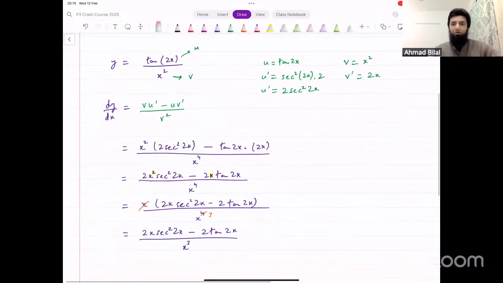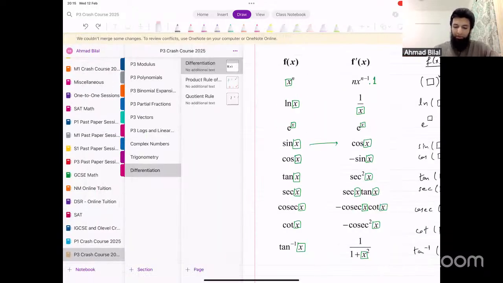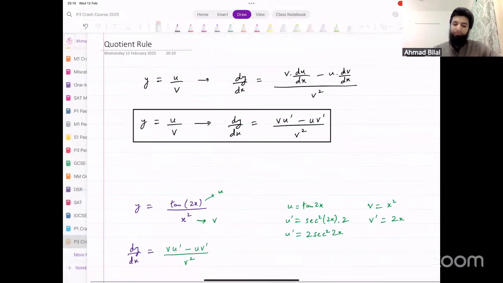All right, so what we've done is how to differentiate all of these different types of functions using these rules. Just remember, in the formula sheet rule, you just have to multiply with the derivative of whatever comes in place of x as well. And then we did the product rule of differentiation and the quotient rule of differentiation, okay?